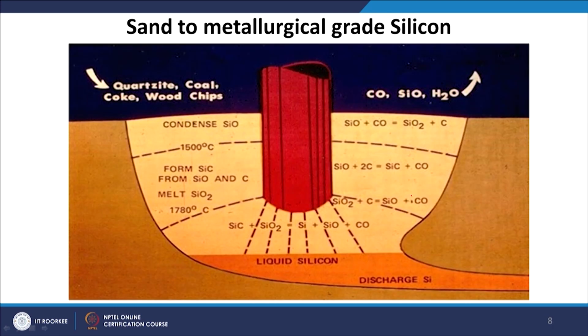This arc furnace is a very giant reactor. We put the quartzite, which is silicon dioxide, coal, coke and wood chips, which are sources of the carbon, together in this arc furnace. You can see this is a very large arc furnace, and there are different temperature regions. We can heat it at 1500 degrees centigrade.